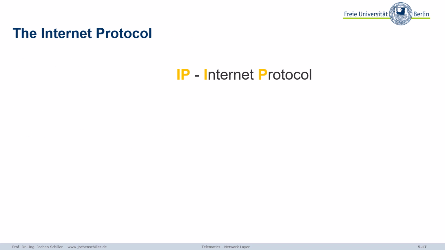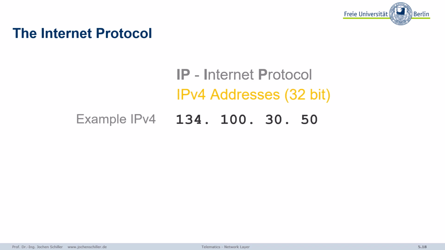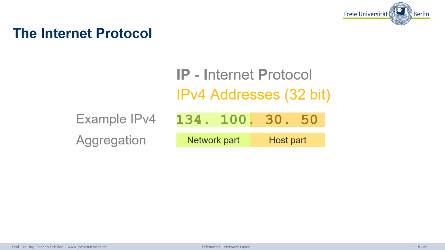So the Internet Protocol, IP, really gives the name to all this TCP/IP protocol suite. These are our 32-bit addresses you all know, an example address. Those addresses have two parts. One is called the network part, and the other is the host part. The network part is the important part for our aggregation. Remember, we want to aggregate, and this is the part, generally speaking, routers in the internet have to know.